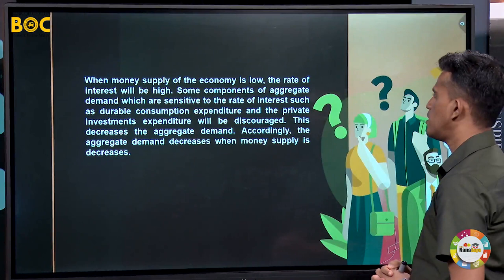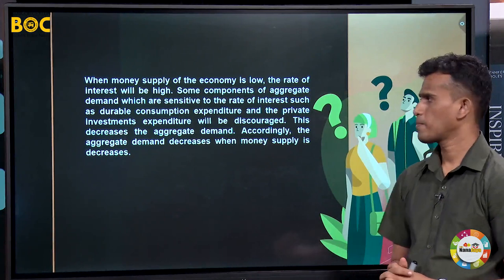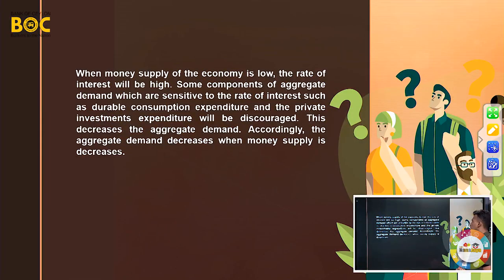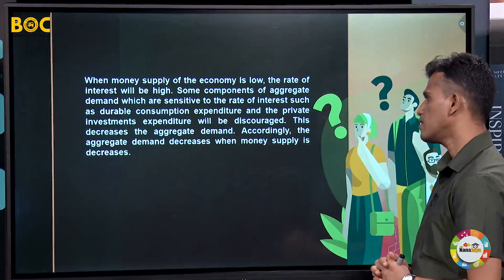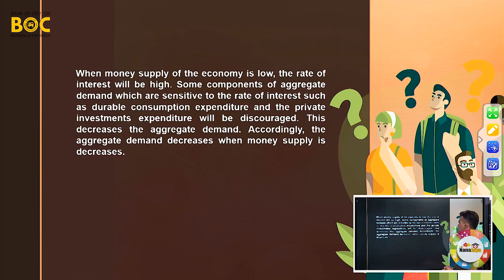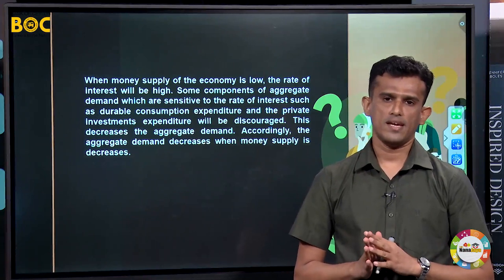When the money supply of the economy is low, the rate of interest will be high. Some components of aggregate demand which are sensitive to the rate of interest, such as durable consumption expenditure and private investment expenditure, will be discouraged. This decreases the aggregate demand. Accordingly, the aggregate demand decreases when money supply decreases. So this is how we can explain the positive relationship between the money supply and the aggregate demand.